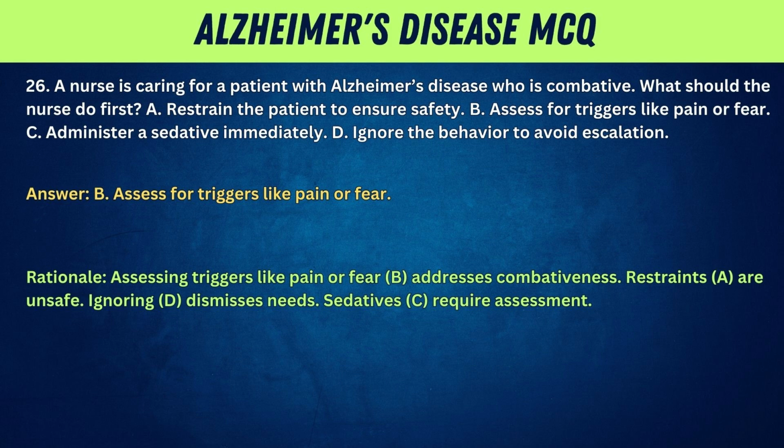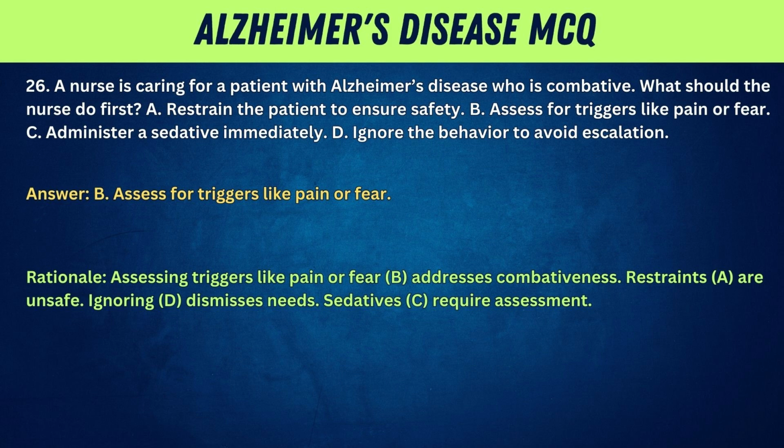26. A nurse is caring for a patient with Alzheimer's disease who is combative. What should the nurse do first? A. Restrain the patient to ensure safety. B. Assess for triggers like pain or fear. C. Administer a sedative immediately. D. Ignore the behavior to avoid escalation. Answer. B. Assess for triggers like pain or fear.